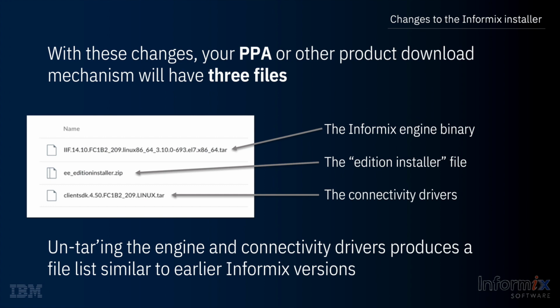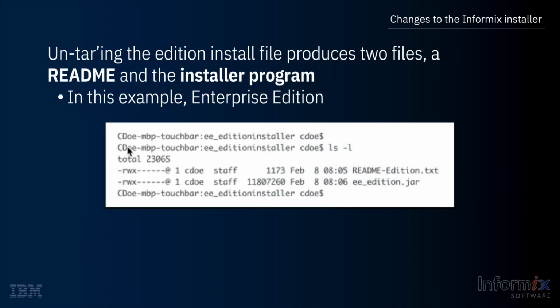As a result, when you log into Passport Advantage or your software distribution channel, you should see three separate binary packages to download: the engine distribution, the connectivity drivers, and the new edition installer. The extracted engine and connectivity packages look almost identical to earlier Informix versions. Extracting the edition installer packages produces two files: a README file with instructions on how to use the new installer, as well as the edition unlock jar file.